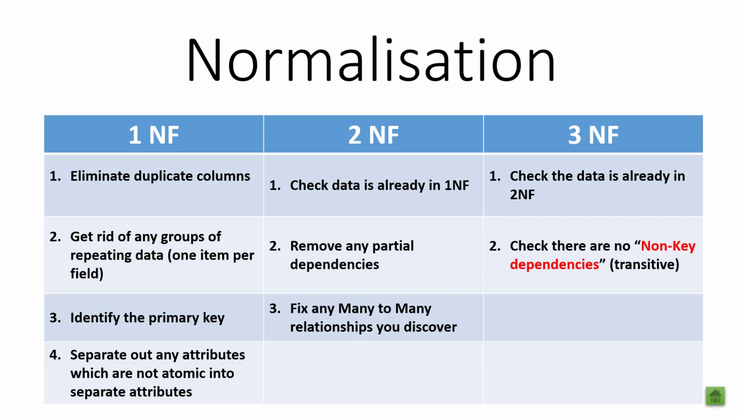In third normal form, check the data is already in second normal form, and then check that there are no non-key dependencies. So that's attributes or columns of data that are dependent on other columns that have no foreign key or primary key attachment. And that is our first, second and third normal form videos all completed.